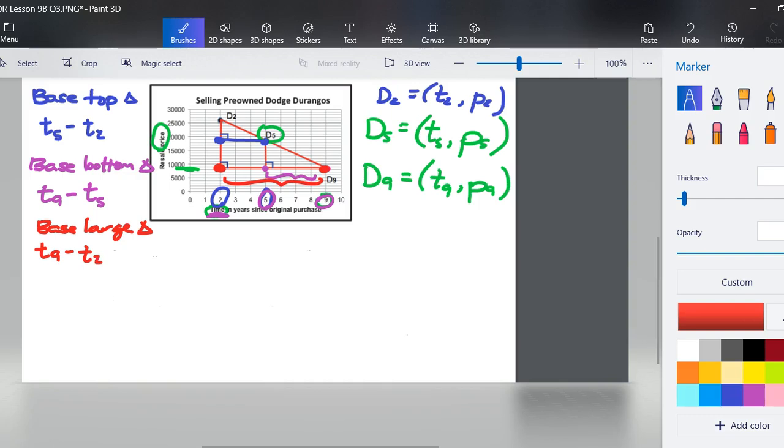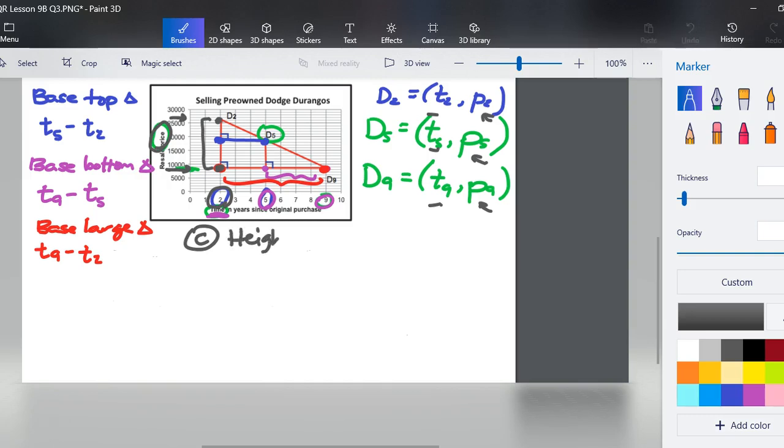Part C says, using this notation, represent the height of the large triangle. The height of the large triangle is from here to here. And now we've shifted and we're looking over here at y values, not the x values. And so I need the one at year 2, and this is part C. Using this notation, represent the height of the large triangle.